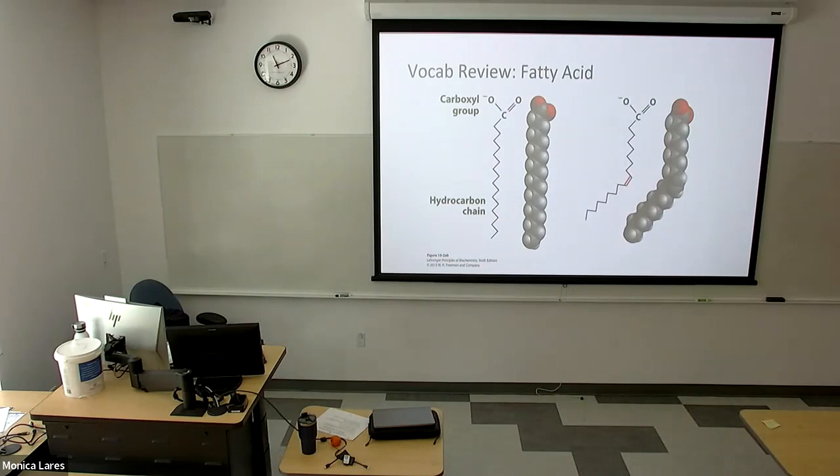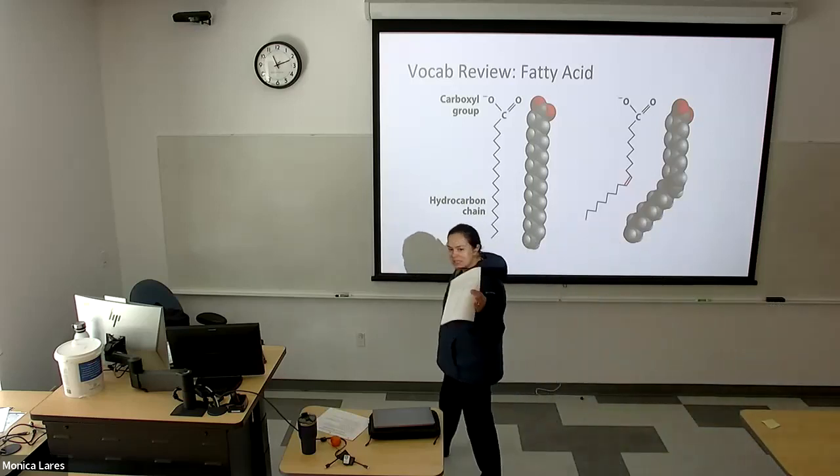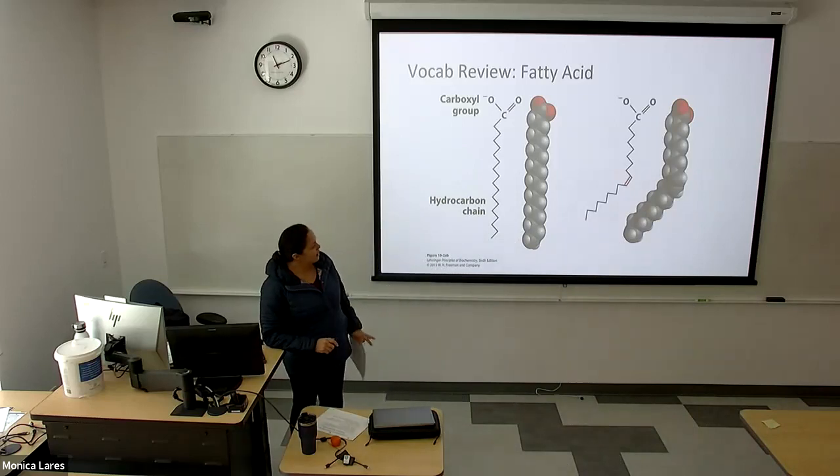On the left, we have a saturated fatty acid, right? Except for the carbonyl, in the hydrocarbon chain there are no double bonds. So it's completely saturated with hydrogen. It's all single bonds. On the right, we have this double bond. It's an unsaturated fatty acid. Notice it leads to a kink in the formation.